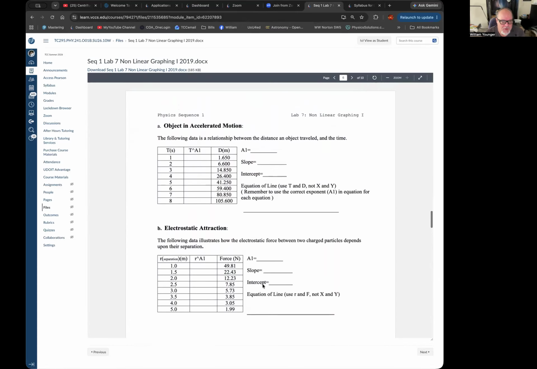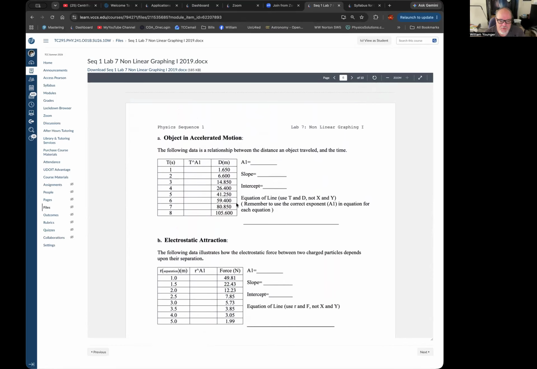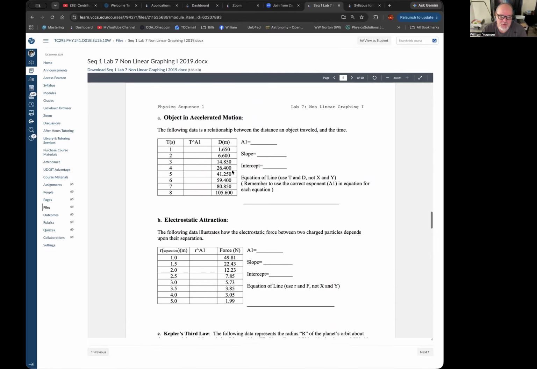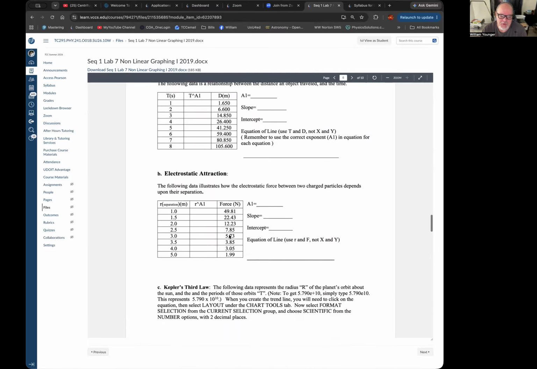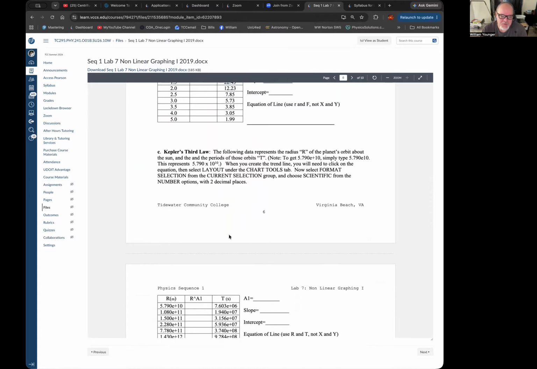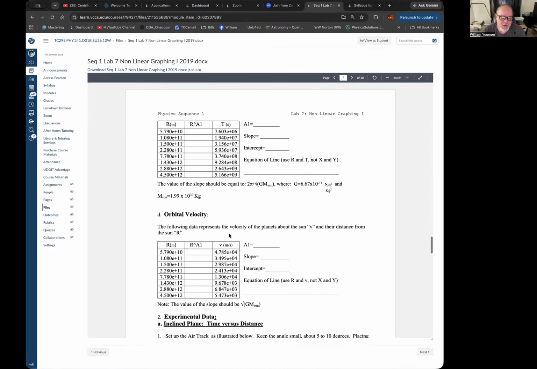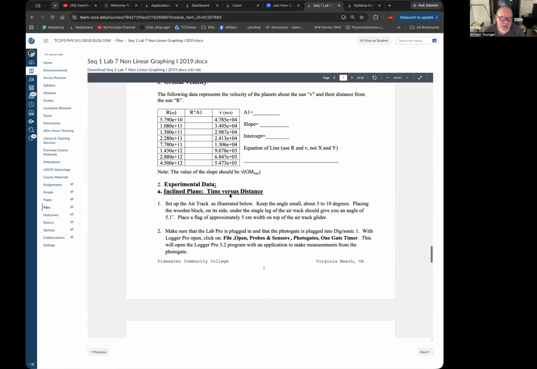So your job is to try different exponents until they work. And what I would like to see is, for each one of these, you should show me one graph and data that didn't make a linear curve fit, and then the one that you actually decided was the best one for making the linear curve fit. I want that graph and that function too. You're going to do that with the objects in accelerated motion, with the electrostatic attraction, and with Kepler's third law and the orbital velocity.